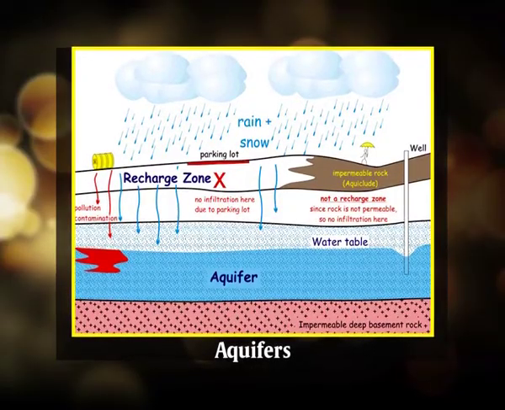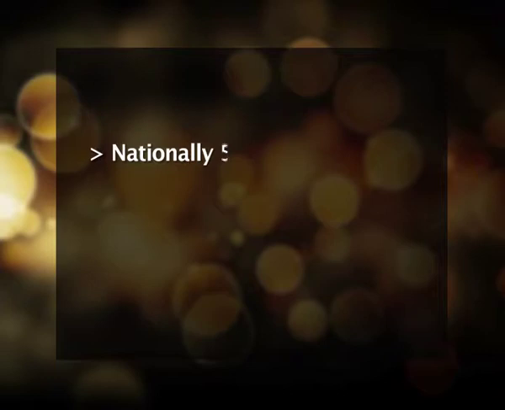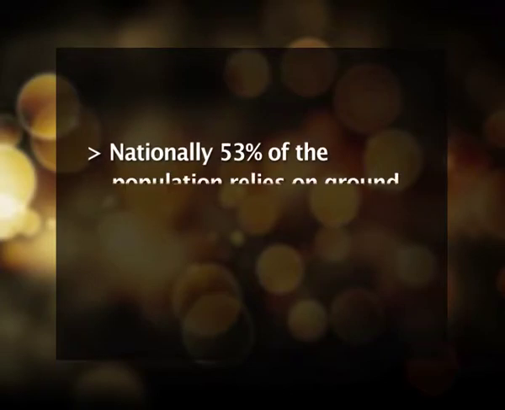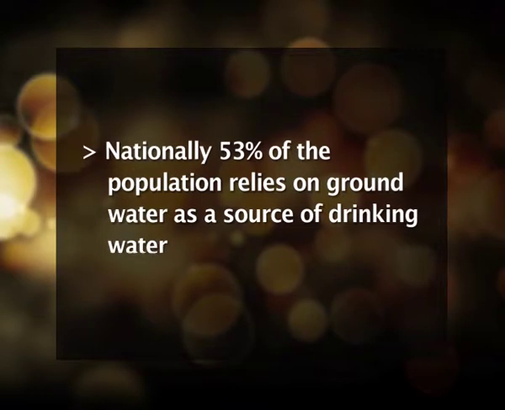Now, groundwater pollution. 95% of all fresh water on earth is groundwater. Groundwater is found in natural rock formations. These formations, called aquifers, are a vital natural resource with many uses. Nationally, 53% of the population relies on groundwater as a source of drinking water. In rural areas, this figure is even higher. 81% of the community water is dependent on groundwater.